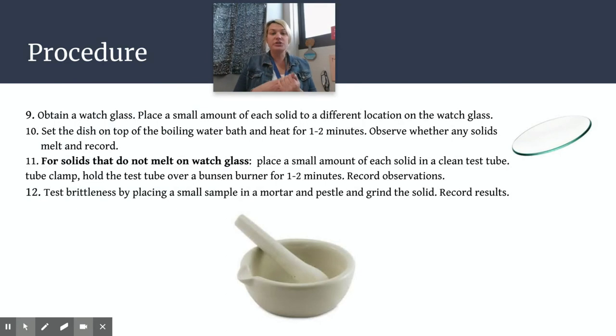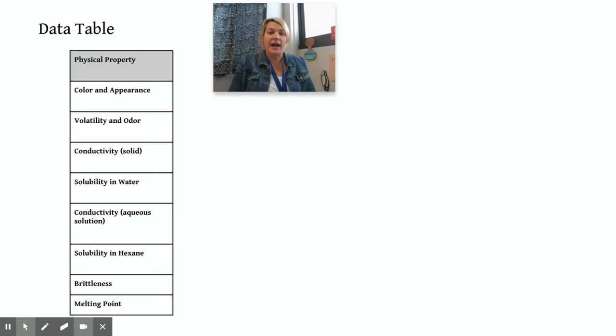The last thing we're going to do is test the brittleness, whether it can break up easily. We're going to place a small amount into a mortar and pestle, grind the solid, and record those results. So basically we're looking at all the physical properties of the substances, and our data table needs to record all of those: color, appearance, volatility, conductivity, solubility, solubility in hexane, brittleness, and the melting point, whether it melted over boiling water or over the Bunsen burner.